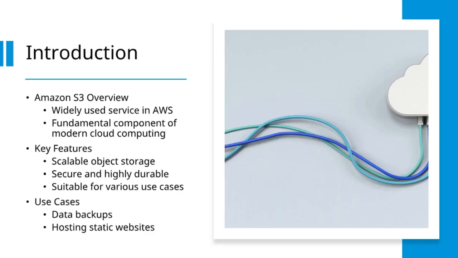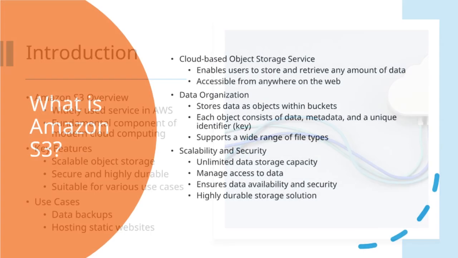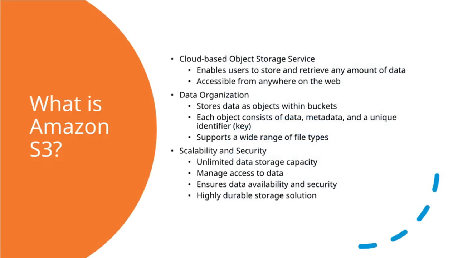Amazon S3 is a widely used AWS service, offering scalable, secure, and durable object storage. It's essential for cloud computing, suitable for data backups and hosting static websites. Amazon S3 is a cloud-based object storage service that allows users to store and retrieve unlimited data from anywhere. It organizes data as objects within buckets, each with metadata and a unique identifier. S3 ensures data availability, security, and high durability.